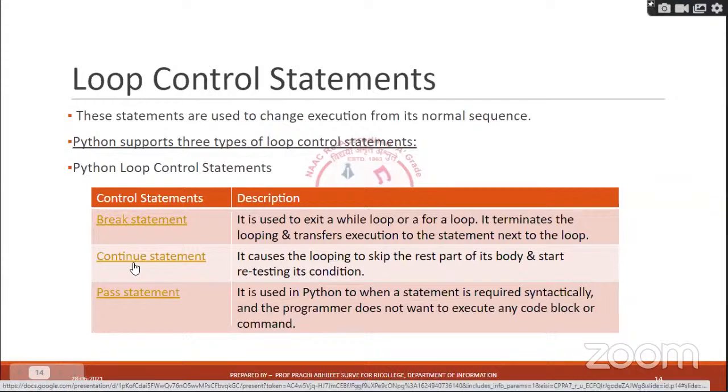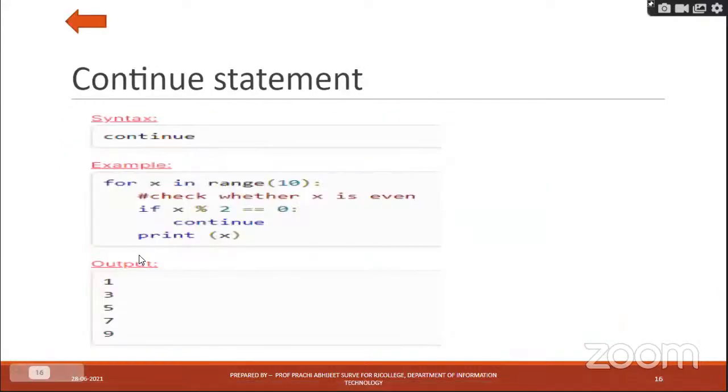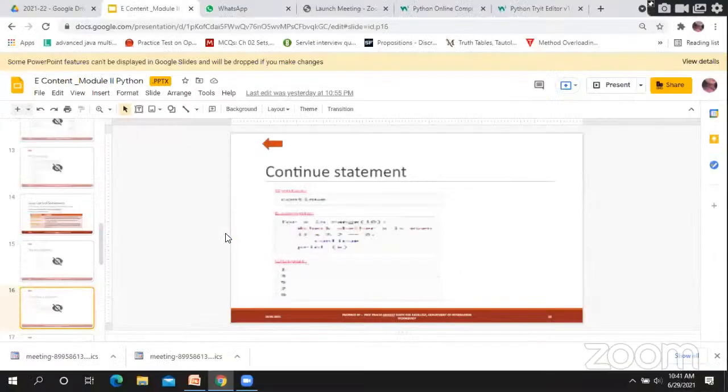Now just as I exited with break, similarly what will the continue statement do? It causes the loop to skip the rest of the part of its body and start retesting the condition. So how can we use it? See, for x in range 10, I have directly taken 10, meaning 0 to 10, which is less than 9. Check whether x is even. So if x mod 2 is equal to 0, continue and print x. Okay, so we will check this program.